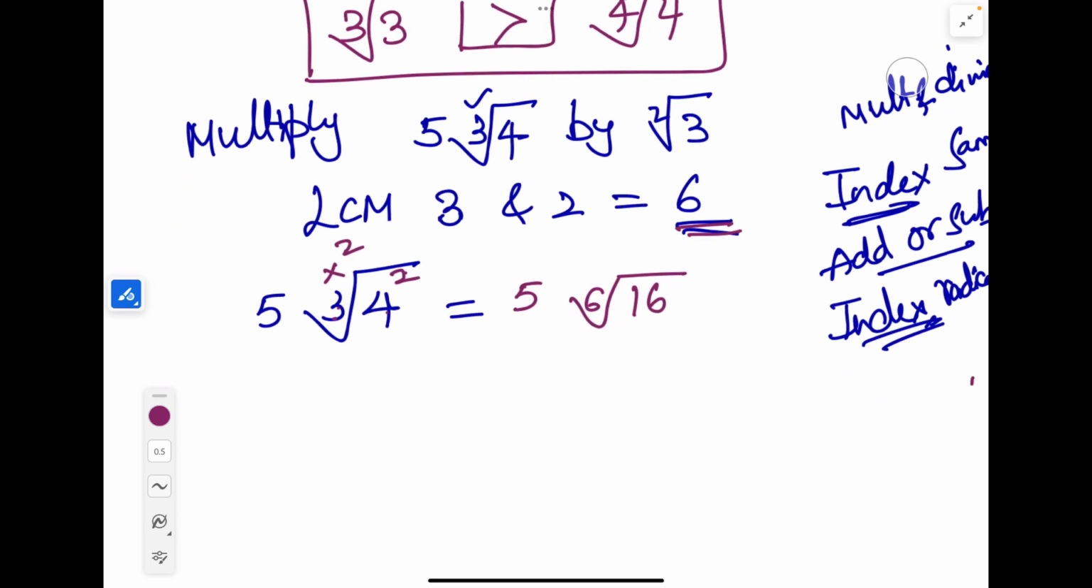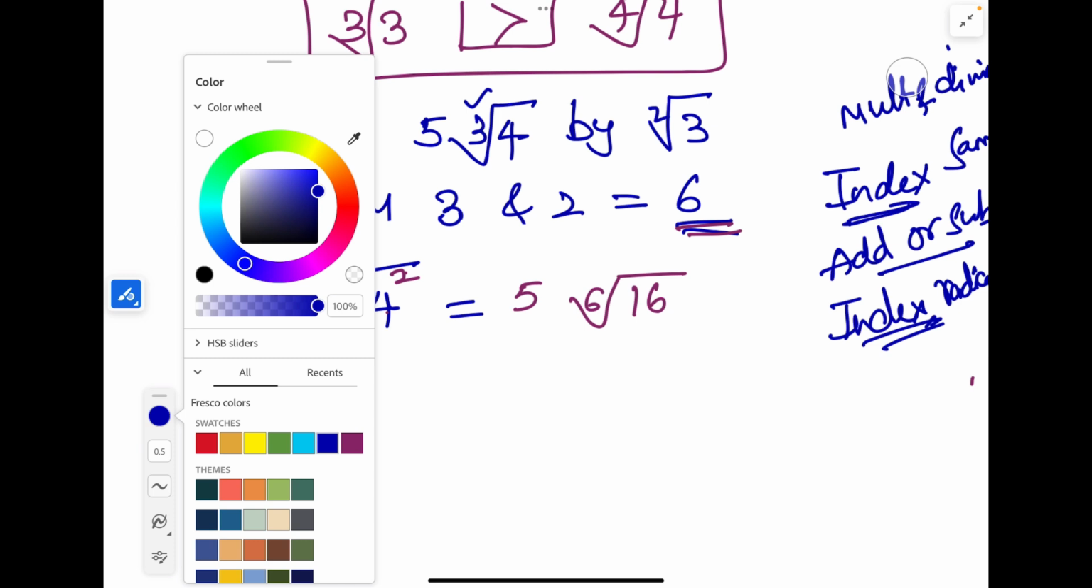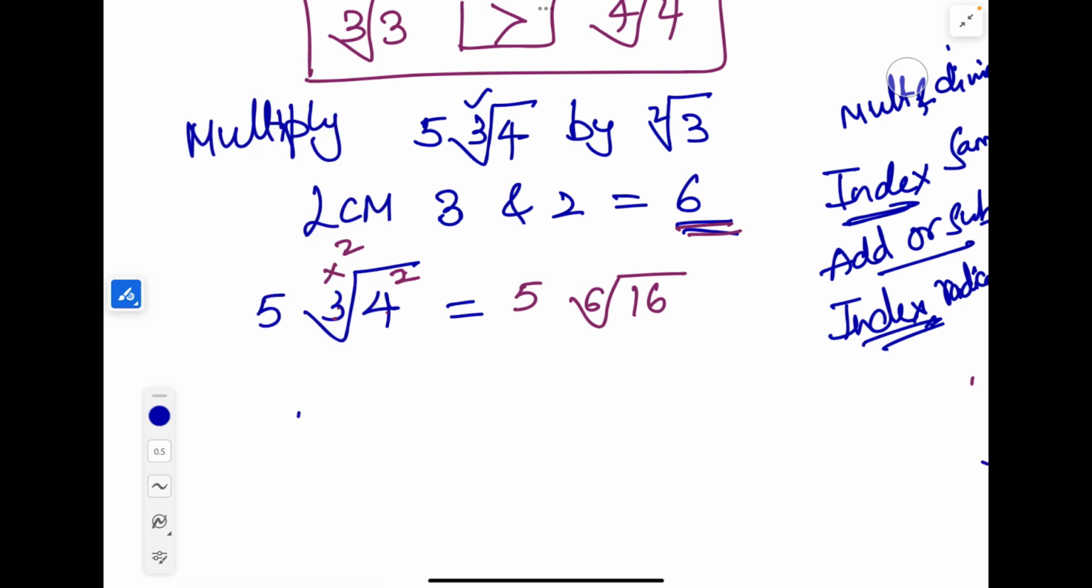Okay. Now the second radical is square root of 3. Square root means here the index is 2. So 2 times 3 is 6, the LCM. Put 3 here, so the exponent of the radicand is also 3. So what we will get is 6th root of 3 cube, which is 27, right?